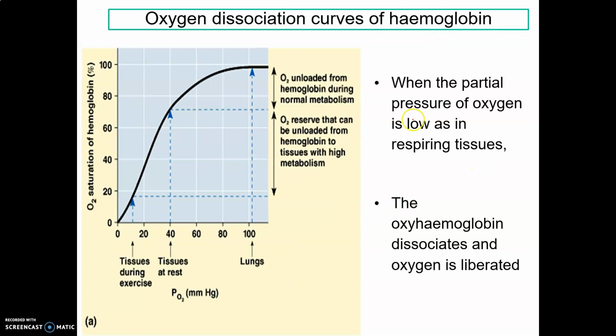However, okay, when the partial pressure of oxygen is low in respiring tissue, kita boleh nampak semakin partial pressure of oxygen makin kurang, you boleh nampak dekat graf ni, semakin partial pressure of oxygen semakin kurang, hemoglobin semakin kurang saturated with oxygen. Apa maksudnya? Maksudnya oxygen tu release lah daripada hemoglobin. Semakin berkurang partial pressure of oxygen, okay, contohnya dekat tissues at rest and tissue during exercise, hemoglobin memang tidak saturated with oxygen sebab oxygen is released dalam tissue. Okay, that's why hemoglobin dissociate and oxygen is liberated, mean oxygen is released.